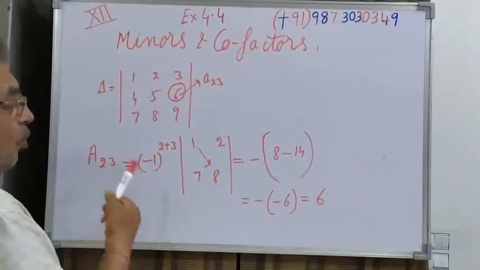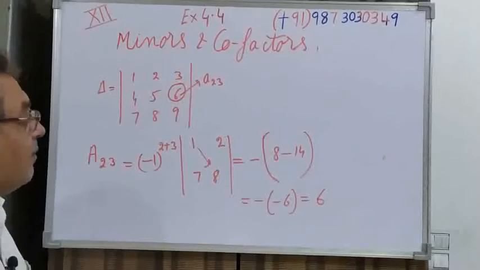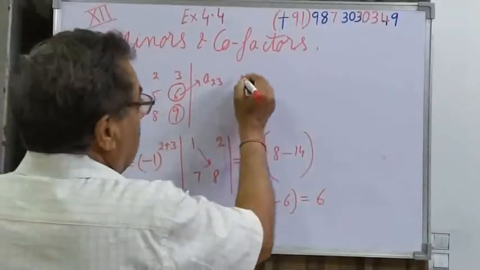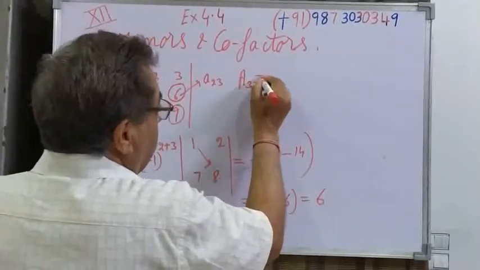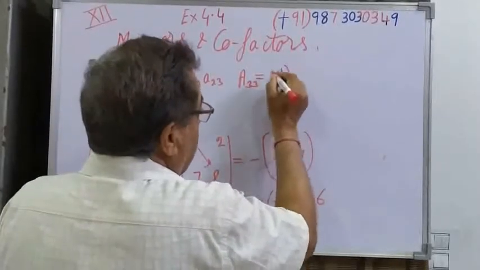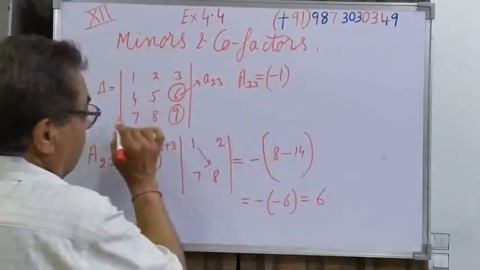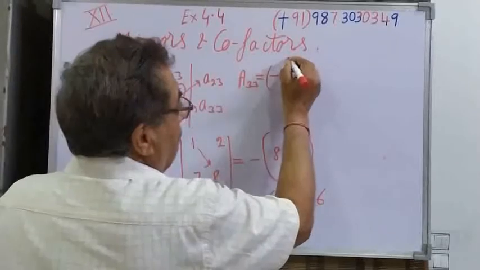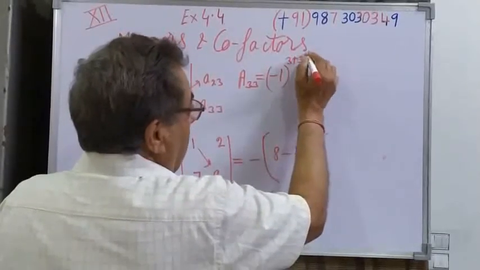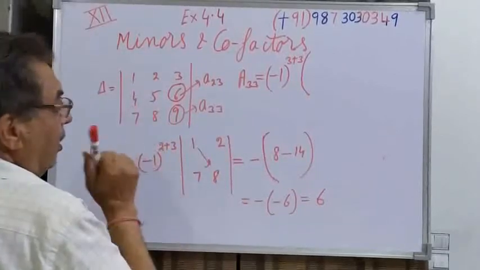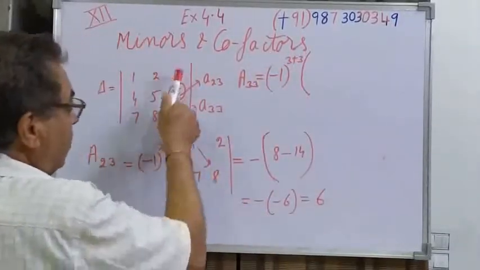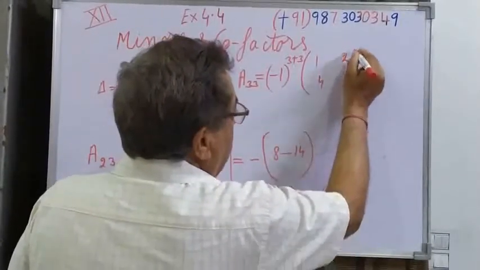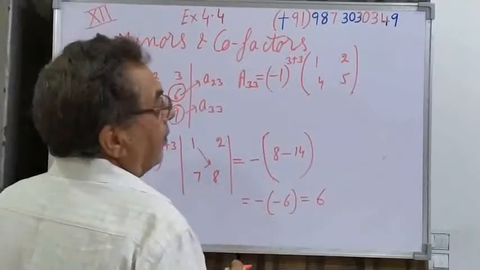Similarly, we can find the cofactor of any element. I just ask you to find the cofactor of this one. This is your third row, third column. Just put up the sign from your side: minus 1 to the power third row, third column, A33, so raised to the power 3 plus 3. Now what would the determinant be? For A33 it is 1, 2, 4, 5.